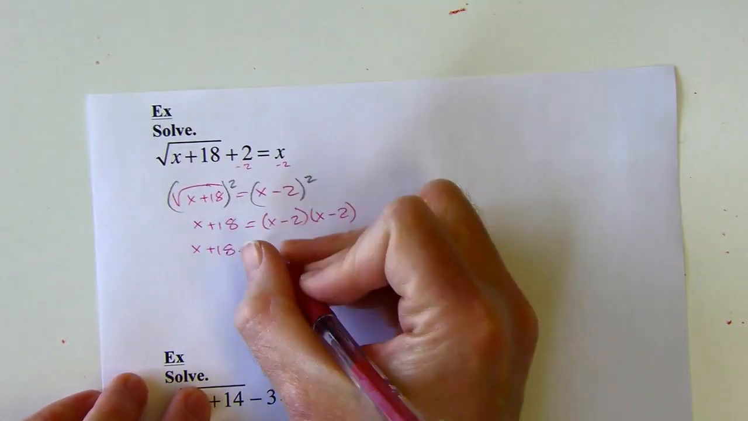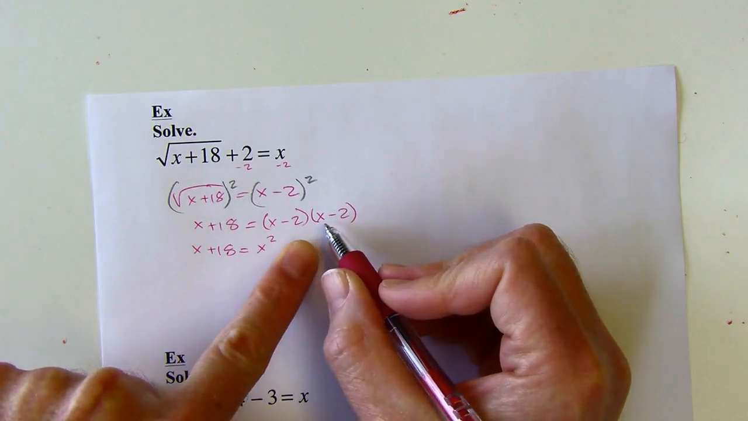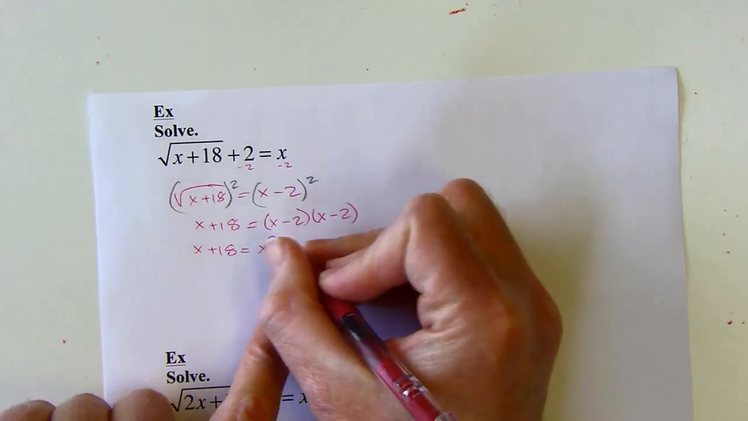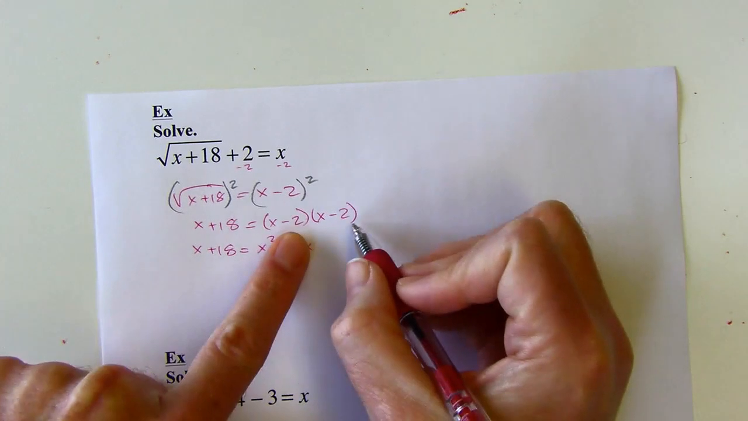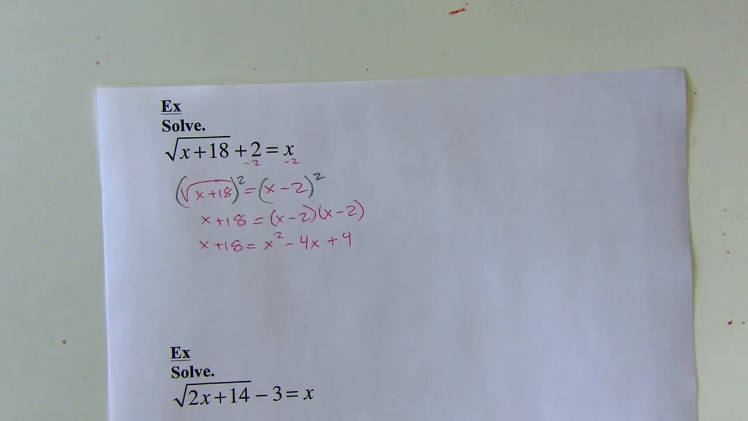So first is x squared. Outer would be negative 2x. Inner is also negative 2x. So negative 2x and negative 2x is negative 4x, right? And then last, negative 2 times negative 2. Okay, so that's what I get when I multiply those binomials together.